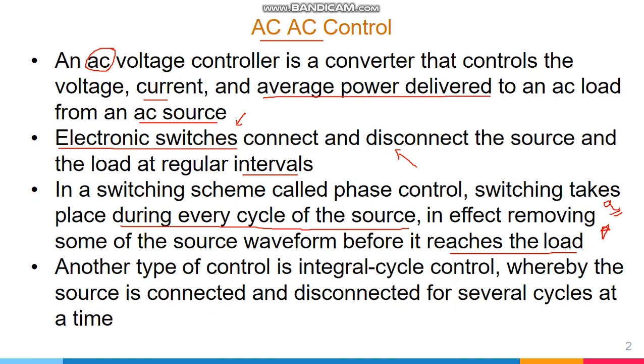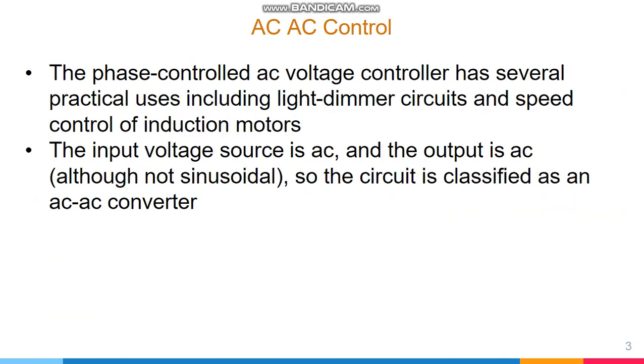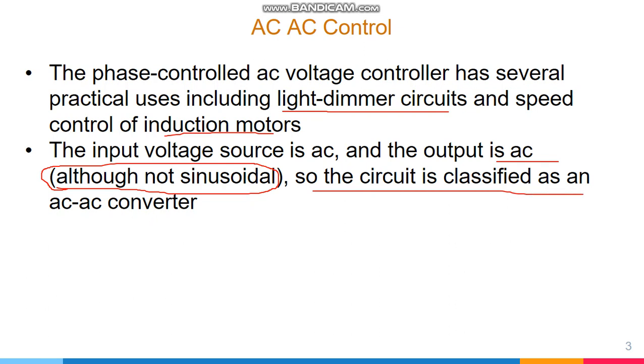Another type of control is integral cycle control, in which the source is connected and disconnected for several cycles at a time. The phase controlled AC voltage controller has several practical uses, including light dimmer circuits and the speed control of induction motors. The input voltage source is AC and the output is AC, although not sinusoidal, because we are obtaining a part of the sinusoid, not the complete sinusoid. Therefore, this kind of circuit is classified as an AC-AC converter.